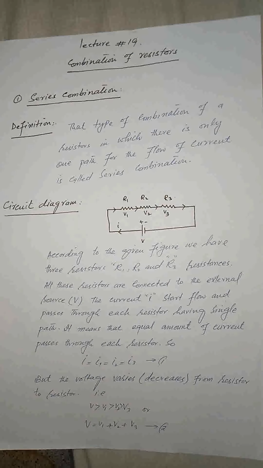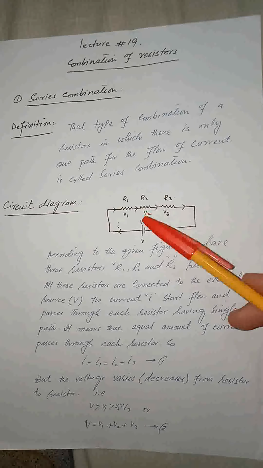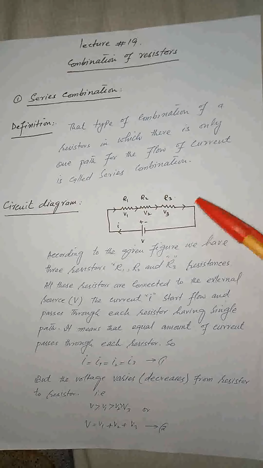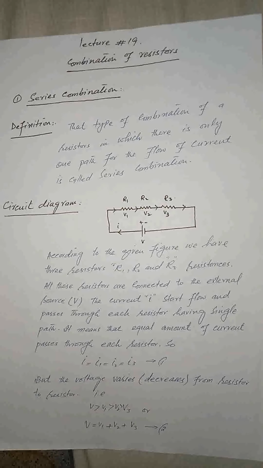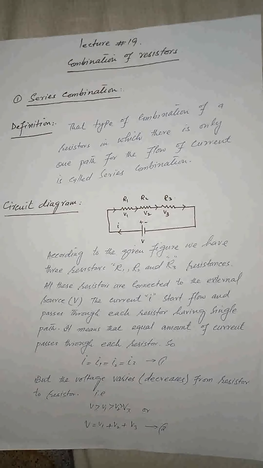Bismillahirrahmanirrahim. Lecture number 19, combination of resistors. So combination of resistors is the same topic as that of the combination of capacitors in a previous chapter. Definition is same, circuit diagram is same, only resistance will be replaced by capacitor or capacitor will be replaced by resistance. Methodology is same, conditions are different.